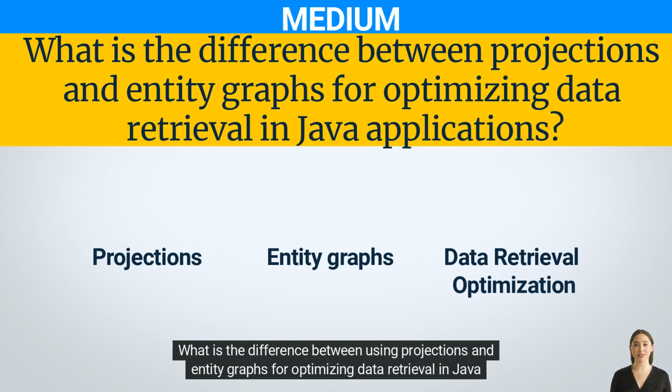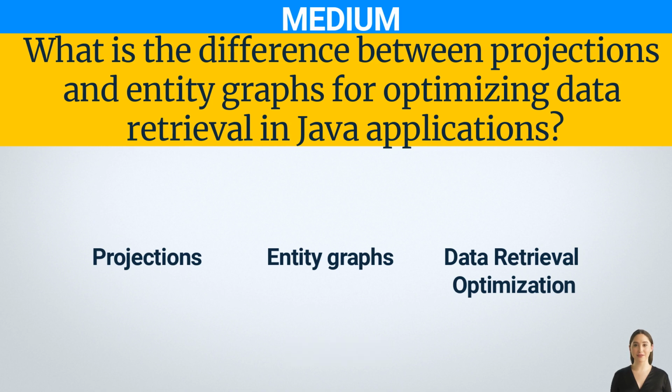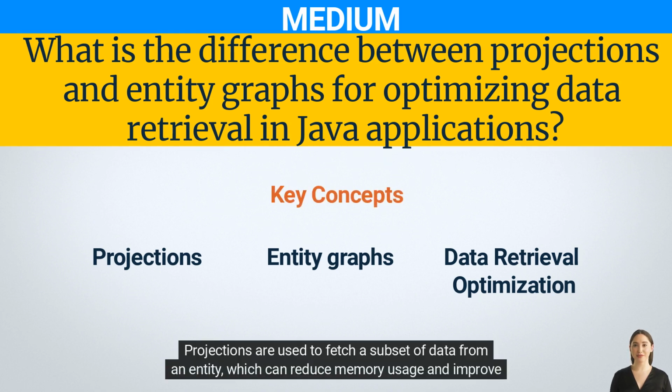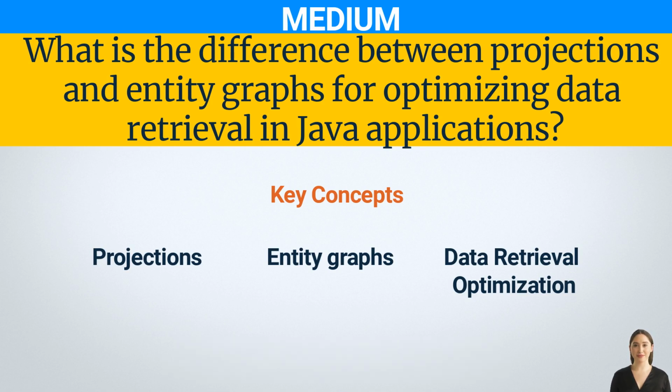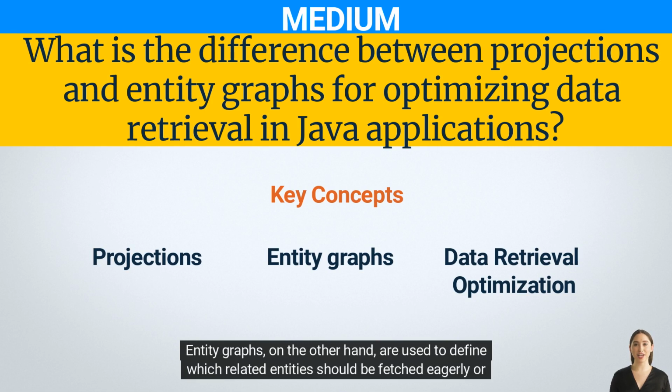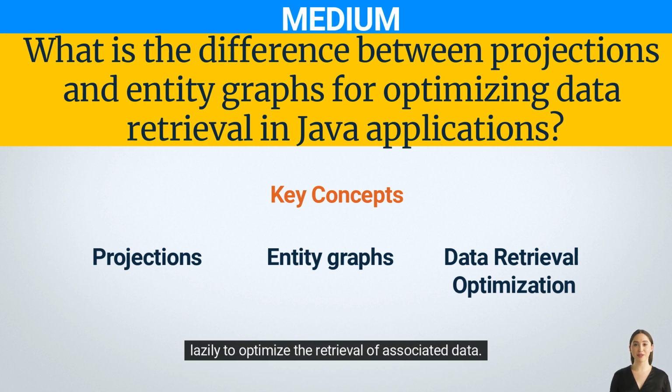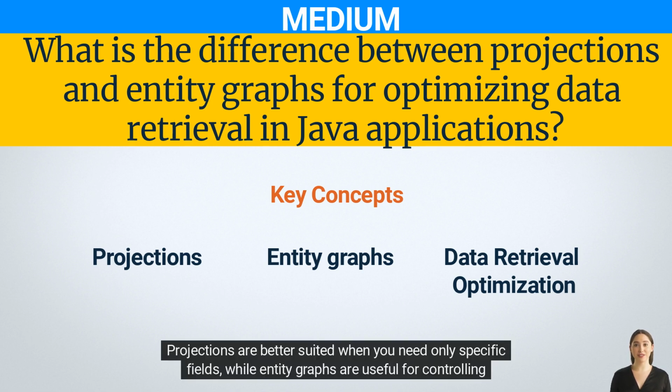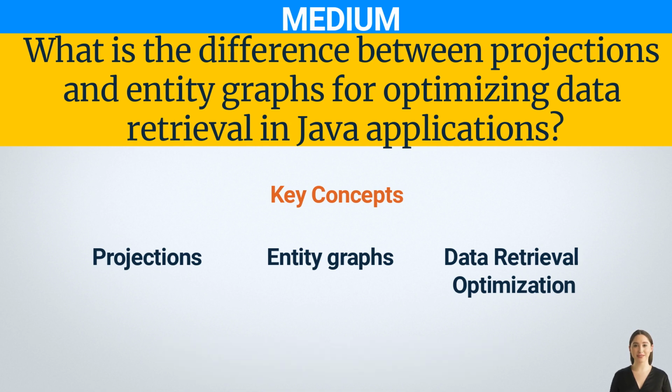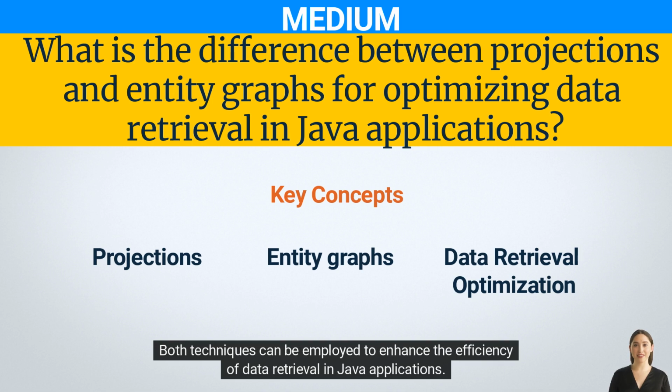What is the difference between using projections and entity graphs for optimizing data retrieval in Java applications? Projections are used to fetch a subset of data from an entity, which can reduce memory usage and improve query performance. Entity graphs, on the other hand, are used to define which related entities should be fetched eagerly or lazily to optimize the retrieval of associated data. Projections are better suited when you need only specific fields, while entity graphs are useful for controlling the fetching strategy of related entities.